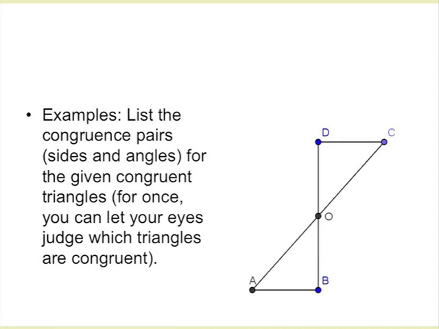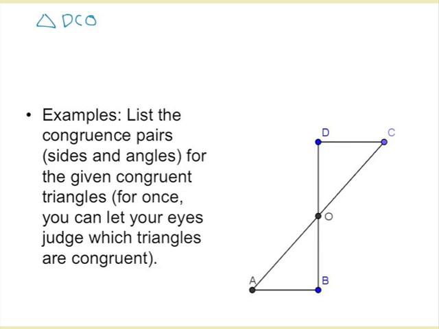So the first thing we want to do is match up the triangles. When we name a triangle, we use a little triangle symbol. And then I can name my first triangle whatever I want. Just use the 3 letters, any order, start anywhere, it doesn't matter. So I'm going to call that first triangle DCO.